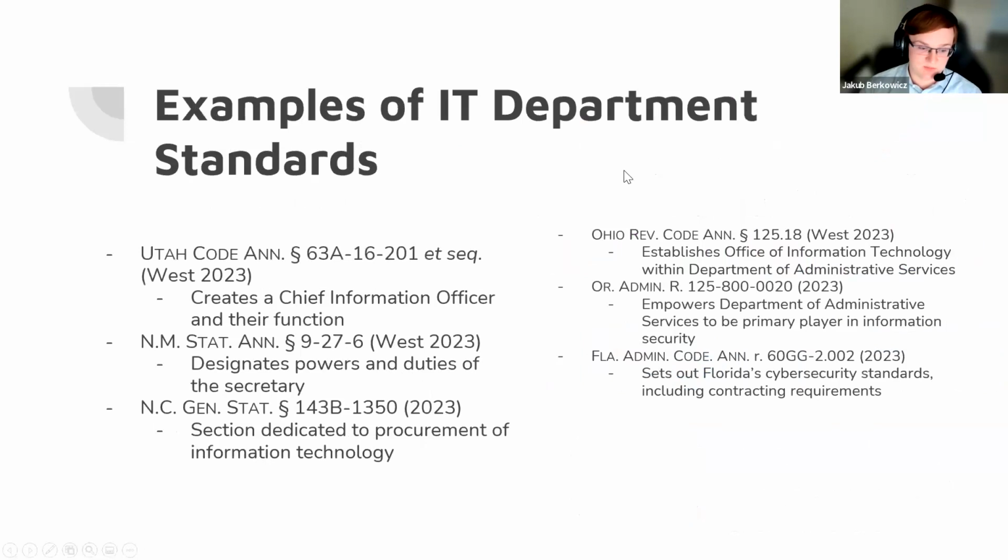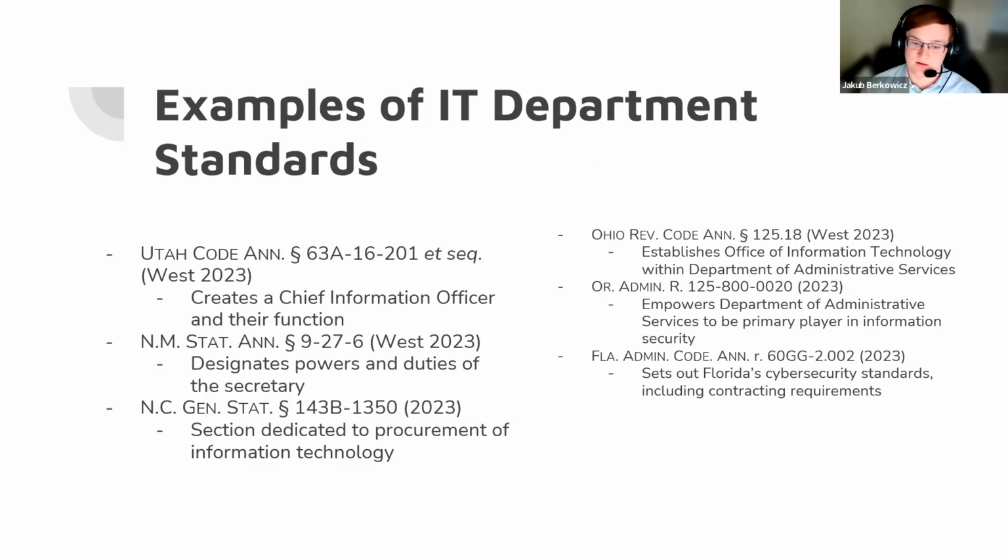So the next slide has some examples here. Utah has the creation of a chief information officer, and details what the function of that is. It does include that contract-killing clause within. New Mexico has the same thing with its secretary. North Carolina actually has probably the most fleshed out statute that I've seen. That entire section, 143B-1350, is solely dedicated to IT procurement, and it has a clause about security, in addition to competitive pricing, the timeline for upgrades, and concepts like that.